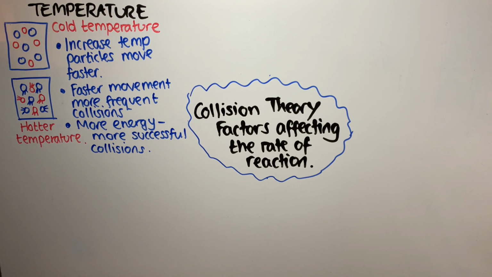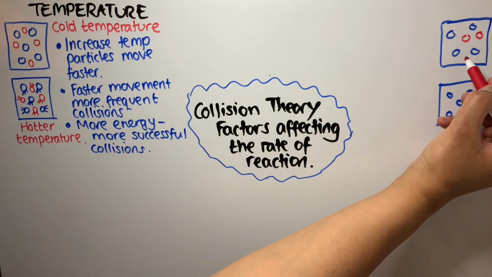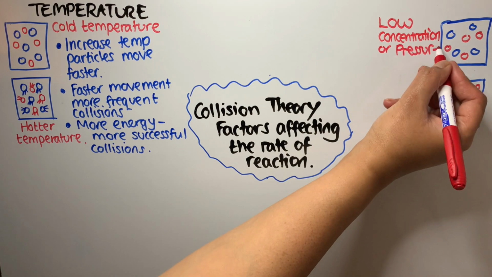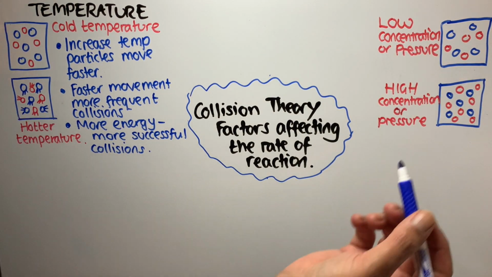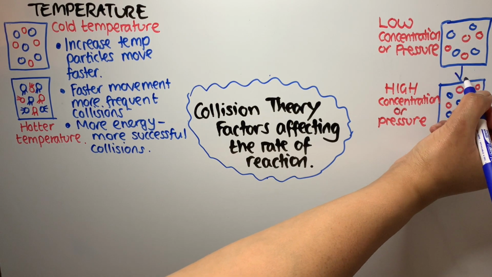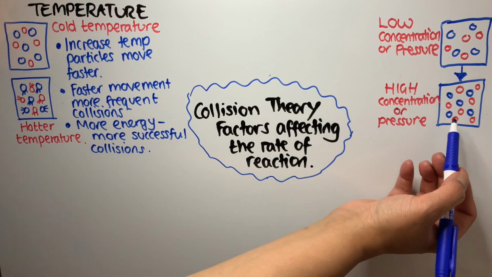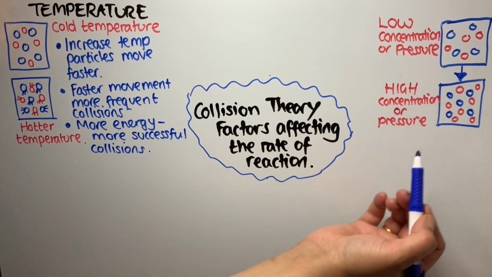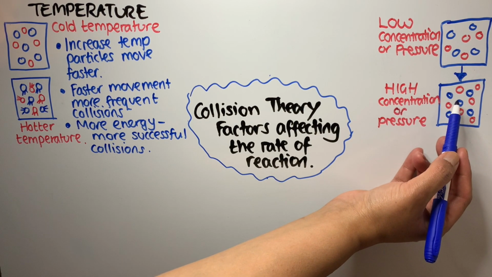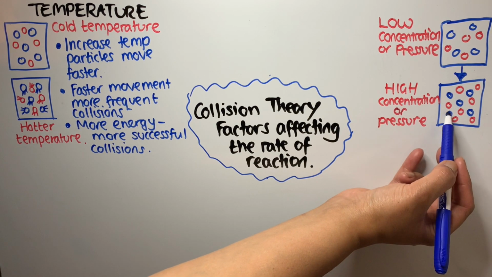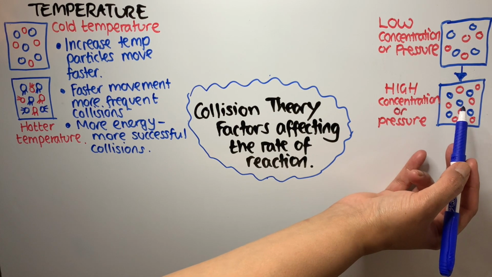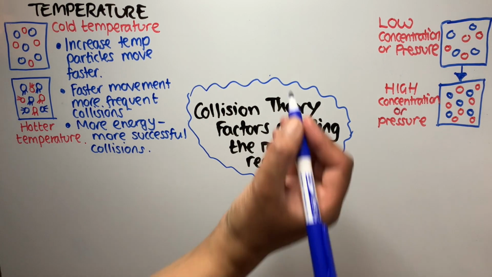Now let's consider an increase in the concentration or pressure of the reactants. If we increase the concentration or pressure of the reactants, then that would mean that there are more particles in the same volume. And if there are more particles in the same volume, that means that there would be less space between the reacting particles. So less space between the reacting particles means that there will be more frequent collisions, therefore increasing the rate of reaction.